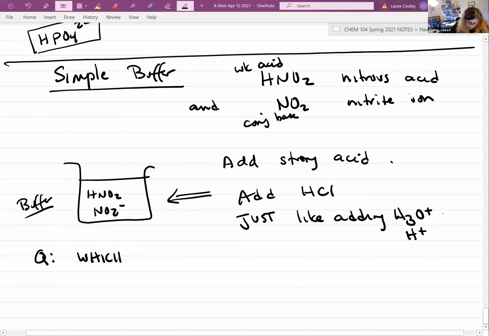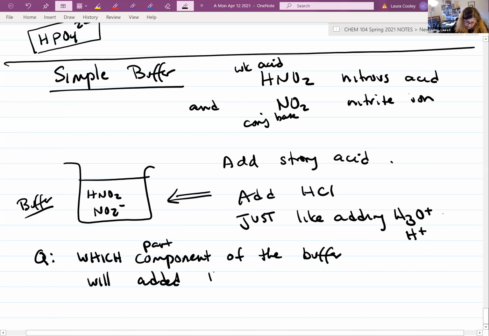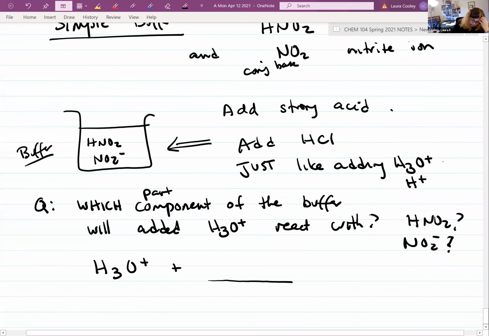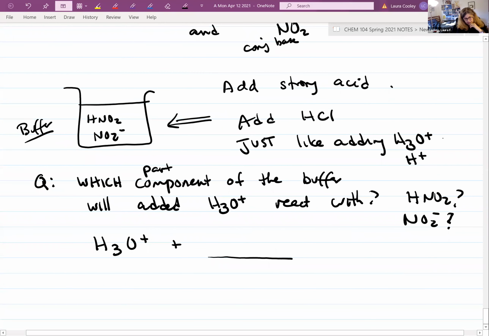Which component of the buffer, in other words, HNO2 or NO2 minus, will the added H3O plus react with? Will it react with the HNO2 or will it react with the NO2 minus? Okay, so it's going to react with something. Which is it going to react with?